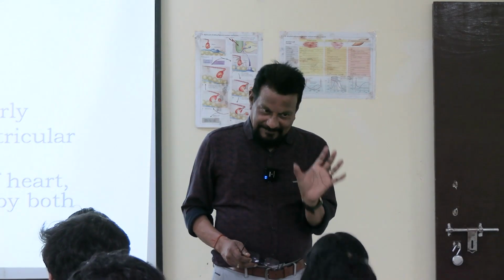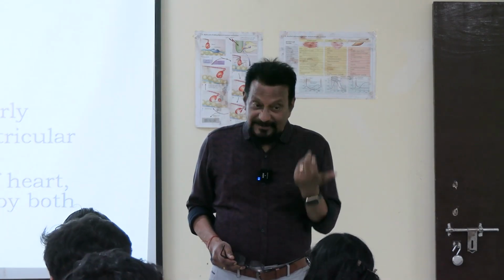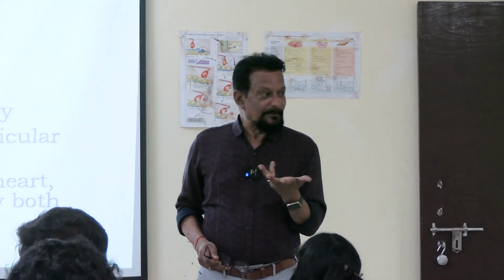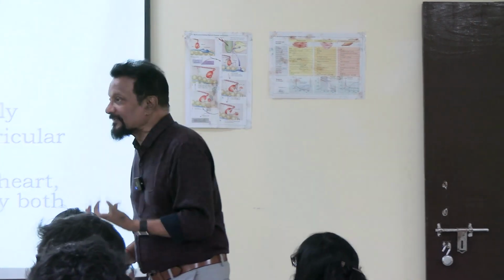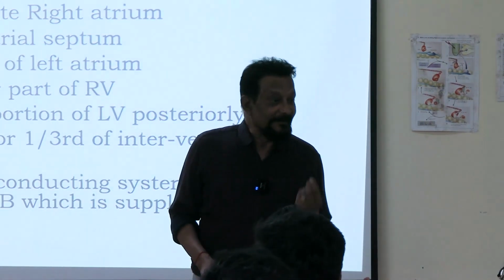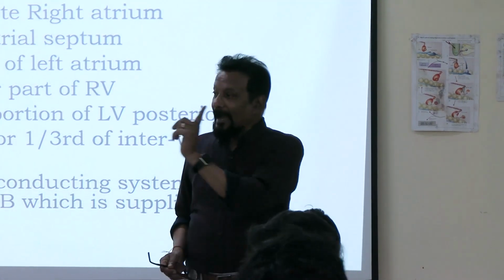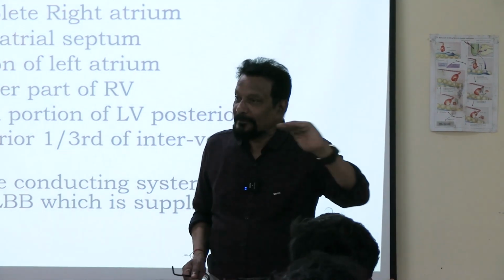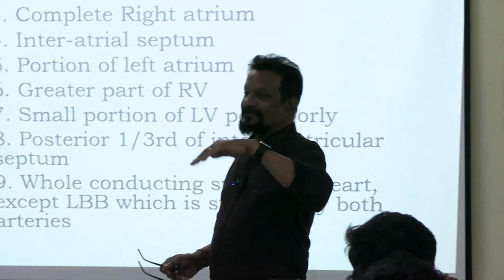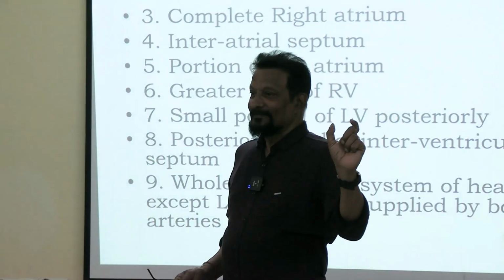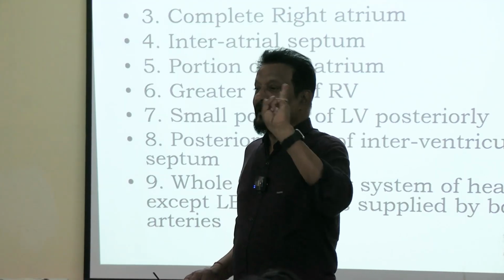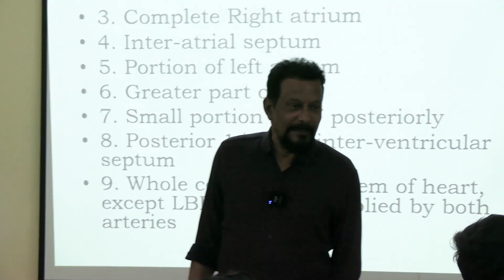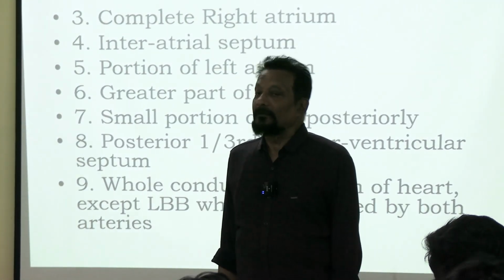One part is pacemaker tissue. That means this pacemaker tissue can spontaneously generate cardiac impulses. And the other, conductive tissue, has the function of conducting those impulses produced by the pacemaker cells. There are three groups of pacemaker cells. One is the SA node, another is the AV node, another is the bundle of His.